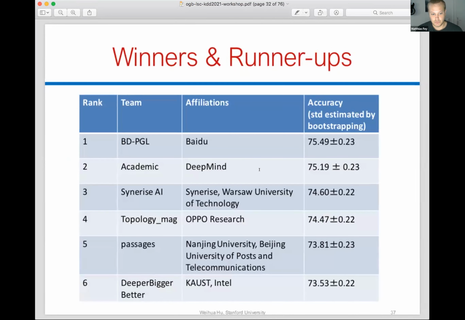We also have some runner-ups that perform close to the winning solutions. For runner-up teams, we have the Topology MAG team from OPPO Research, the Passages team from Nanjing and Beijing University, and the Deeper, Deeper, Bigger, Better team from KAUST and Intel.